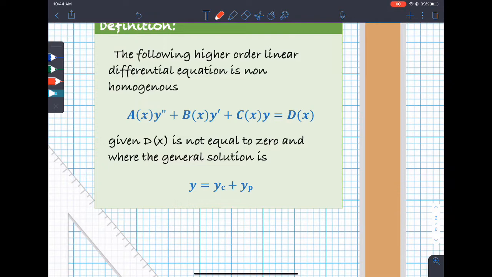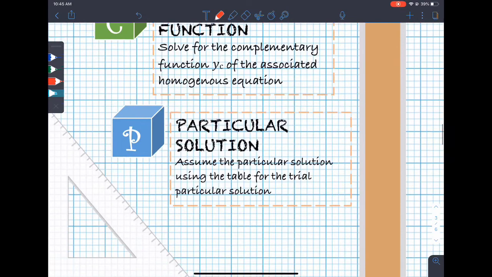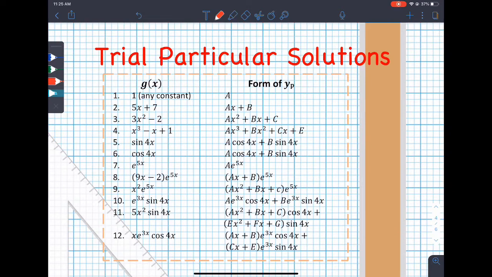So how do we do that? In getting the particular solution, we have to determine the trial solution first. We have a table for that. These are the steps in the method of undetermined coefficients. The first thing is we have to find the complementary function, which is the same way as finding the solution of a homogeneous equation. And then we have to determine the particular solution, for which we will be using a table. The method of undetermined coefficients is limited to certain functions, such as algebraic functions, exponential, and sine and cosine functions.